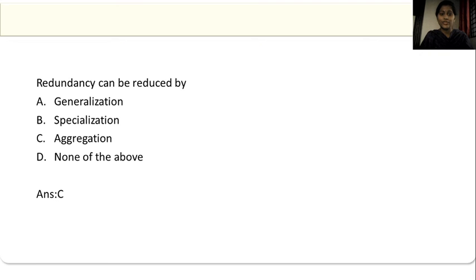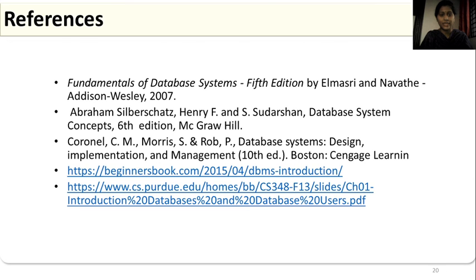Redundancy can be reduced by generalization, specialization, aggregation. Yes, aggregation will help you reduce redundancy, whereas generalization and specialization method 2 has redundancy, which is overcome in aggregation. Thank you so much.